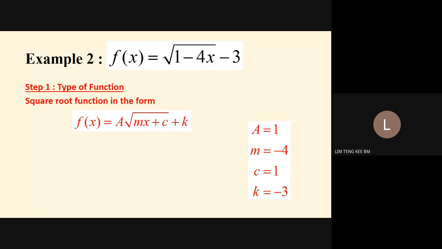So first we start with the type. The type of the function, what we find out is that it does fulfill, where you can see the a is referred to positive 1, the number that multiplies with our square root, the m refers to negative 4, the c is referred to positive 1, and the k refers to negative 3. So the form does fulfill.